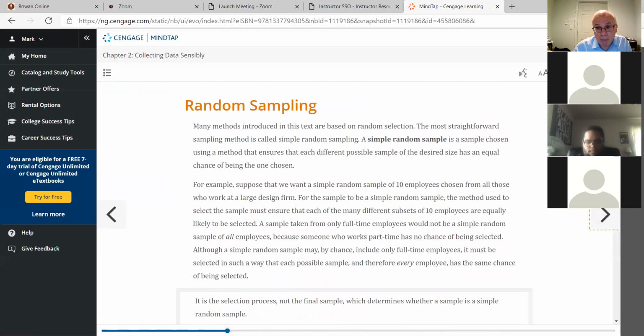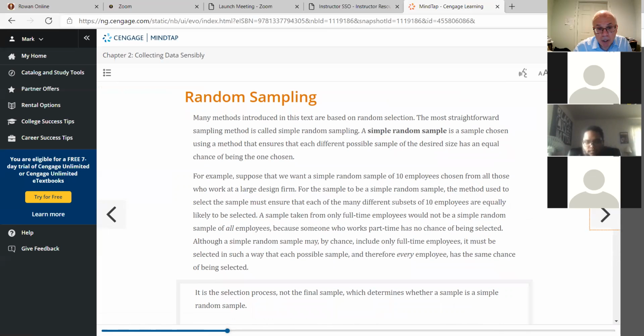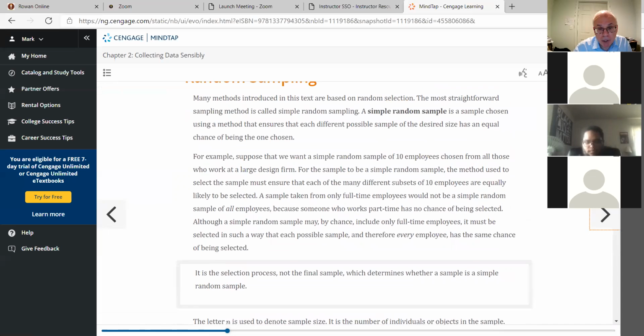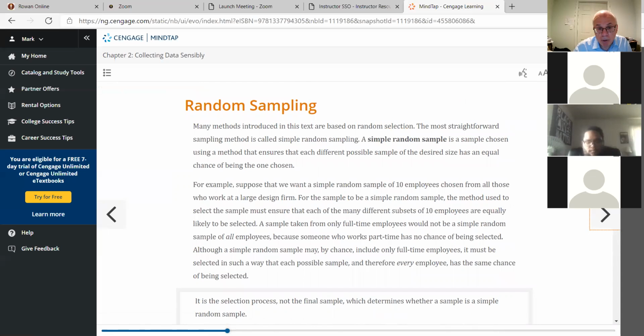It talks about what random sampling in general is, all right? It means that everyone in the population has an equal chance of being selected for the sample. That's in general. And then we have to know the different types of random sampling. The simple random sample means that the sample is chosen using a method that ensures that each different possible sample of the desired size has an equal chance of being chosen. That's a simple random sample, all right?